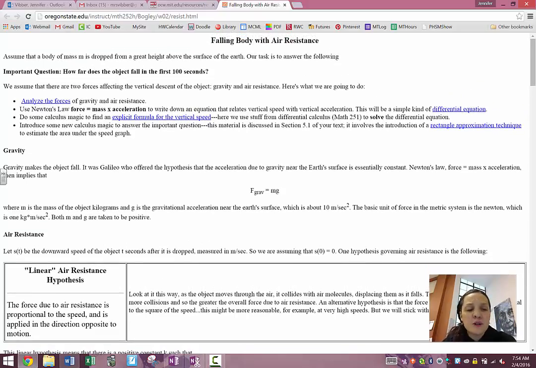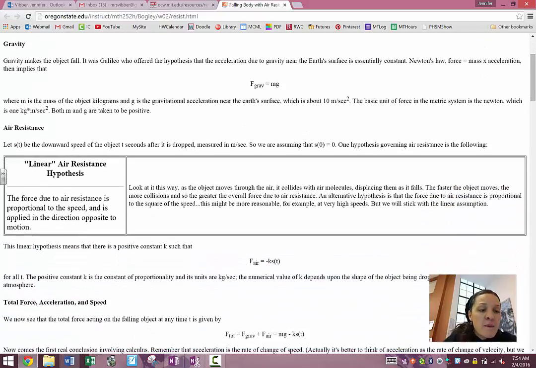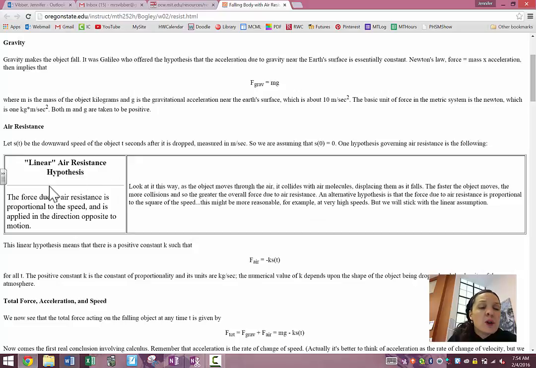I looked through a couple and this seemed the nicest explanation. But basically, what I saw here is there's something called the linear air resistance hypothesis, and that says the force due to air resistance is proportional to the speed and is applied in the direction opposite to motion. And then they had this great explanation over here.